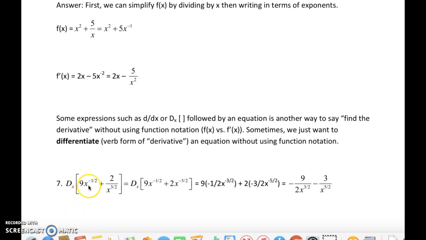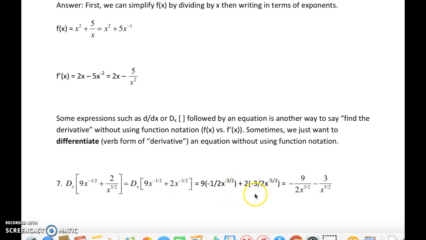And we want to find the derivative of 9x to the negative 1/2 plus 2x divided by x to the 3/2. And we want to go ahead again and write our exponents, whether they're in the denominator or numerator, write them out. And then we want to go ahead and differentiate. So we're going to have 9 times negative 1/2. And then if we subtract 1 from negative 1/2, we end up with negative 3/2.